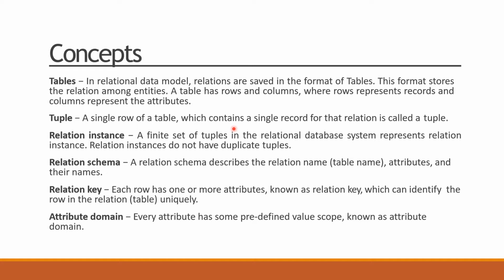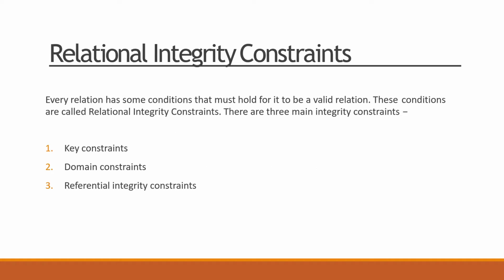Then comes relation key. Each row has one or more attributes known as relation key, which can identify the row in the relation or table uniquely. We all know about key. What it does? It has the power to uniquely distinguish all the records or tuples. Attribute domain. Every attribute has some predefined value scope known as attribute domain.